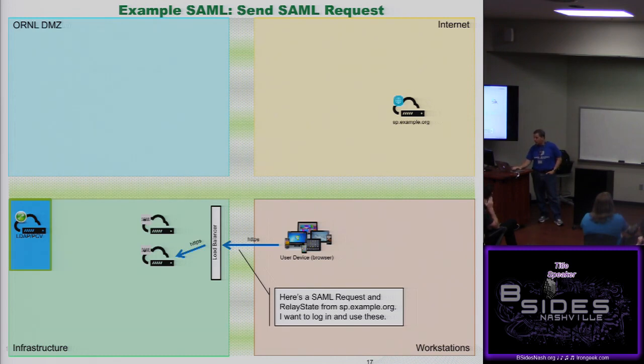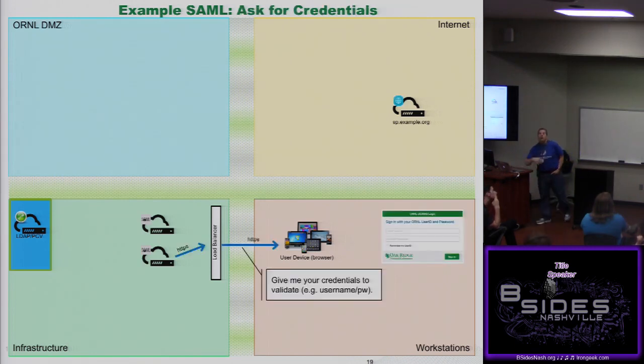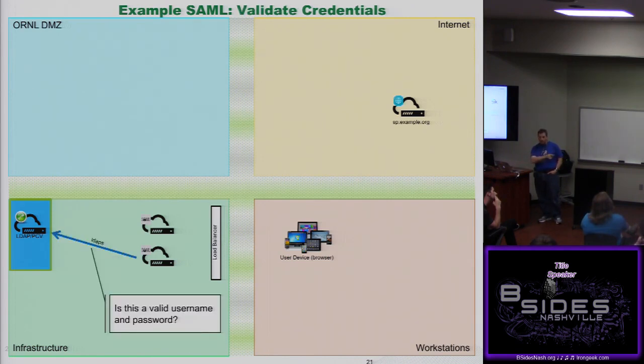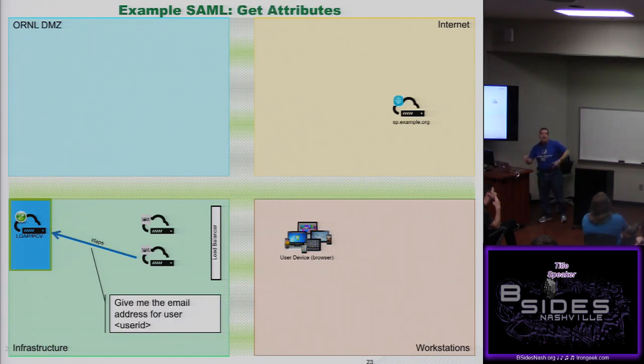The user then goes to that identity provider and says, here's my SAML request, here's my relay state, I want to log in. The SAML software can then be asking questions: does this user already have a session with me? Well, let's say no. So now we need to do a credential validation step. Hand the credential back to the SAML software, which then talks to a credential validator. Let's assume for the moment that that credential is valid. Now the SAML software, in this case going back to the same place, but it could go someplace else, goes to pick up attributes about the user.